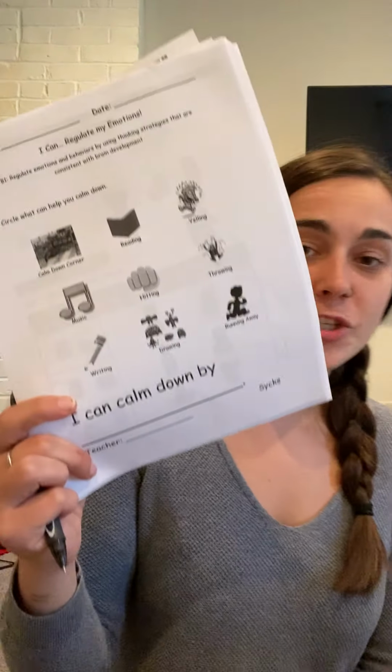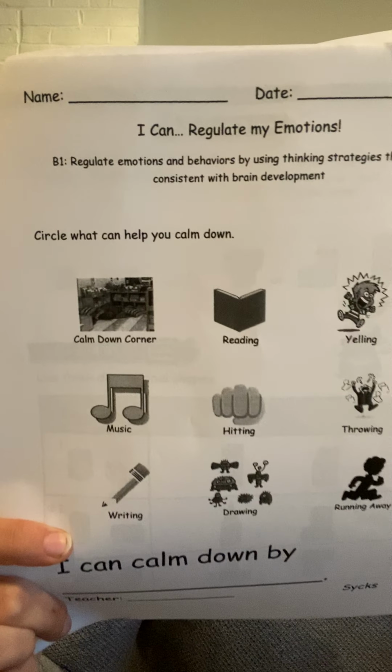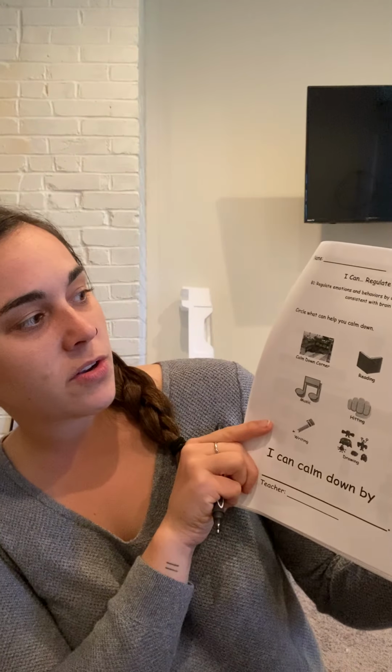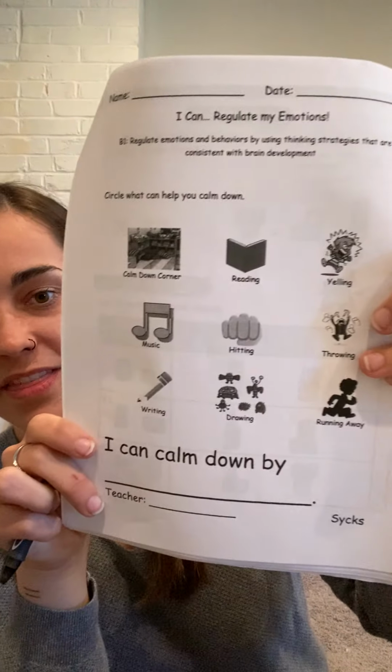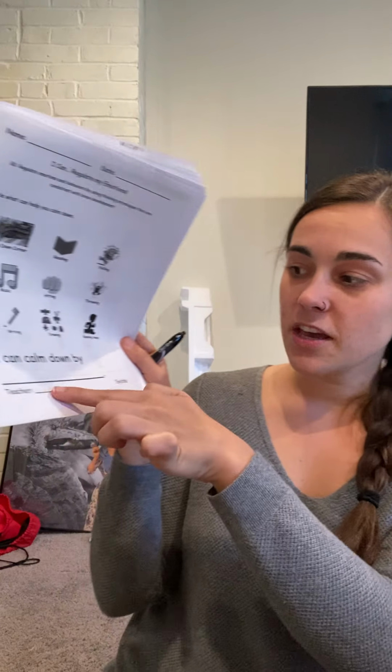Now, on Tuesdays and Thursdays, we always have an extra page for our social emotional learning. So that's our feelings and how we can regulate our emotions. So your page today is about regulating your emotions. So you need to circle all of the things that can help you calm down. And then you need to write, I can calm down by, and write something that helps you calm down.